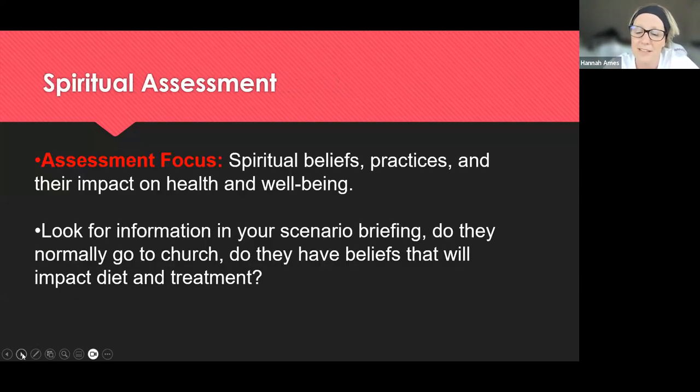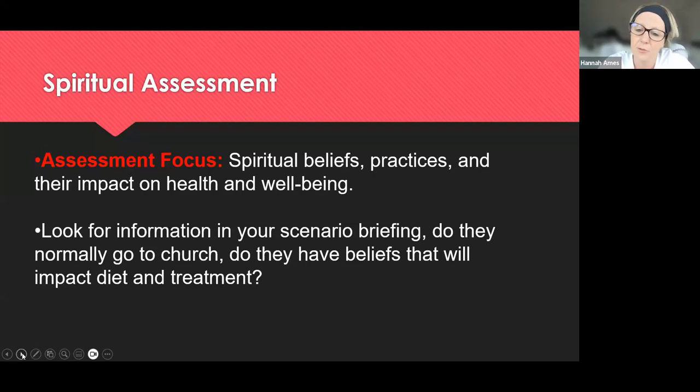Then on to your spiritual assessment. Your assessment focus here is on spiritual beliefs and practices and whether they impact on health and well-being, and also on health decision-making. So we need to know if there are any specific spiritual beliefs that are going to impact on the healthcare that we deliver. So look for information in your scenario.